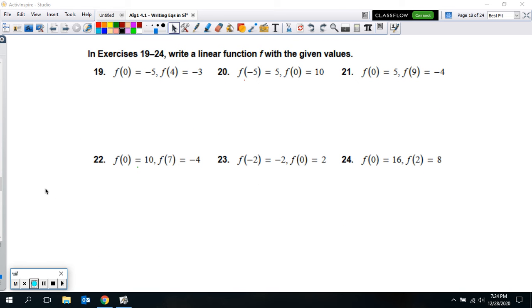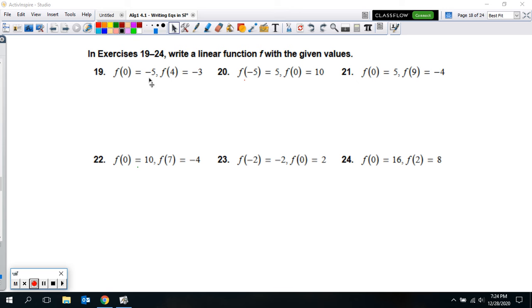Alright, so our last section, 19 to 24, right there, also on page 100. This one actually is very similar to the last section. It's just written out a little bit differently. It's kind of more written in function notation. So it says f of 0 is equal to -5 and f of 4 is equal to -3. We're still trying to write a linear function, slope-intercept form.